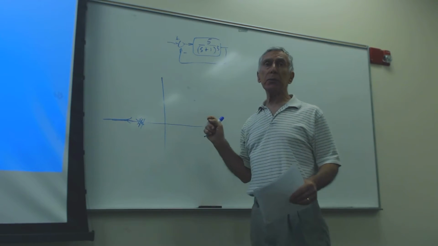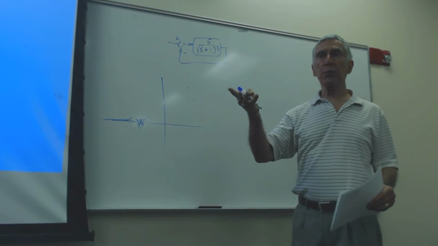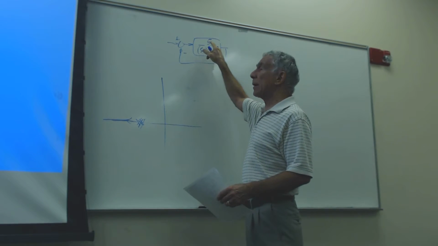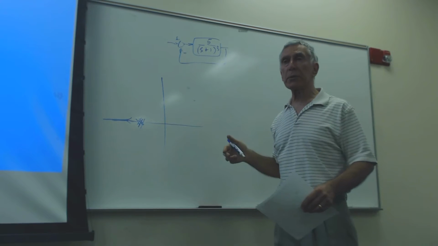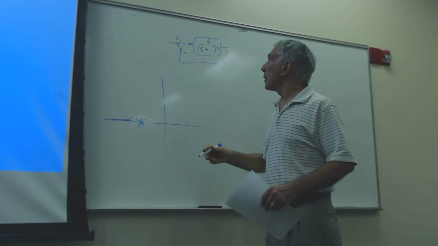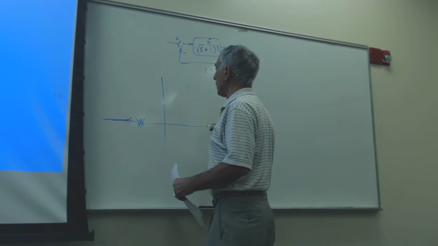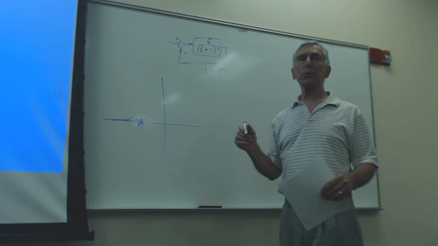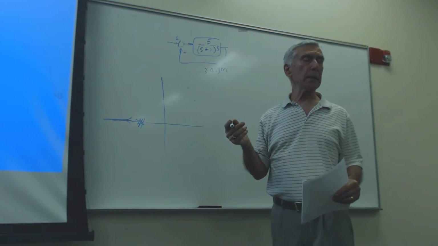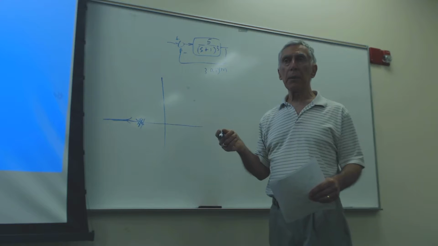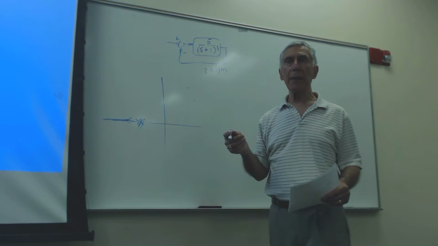How many asymptotes? 3, the difference between the number of poles and zeros, the finite poles and zeros. There are no finite zeros. So 3 asymptotes, and therefore the angles involved are 180 over 3. So that's 60, plus or minus 60, and 180.